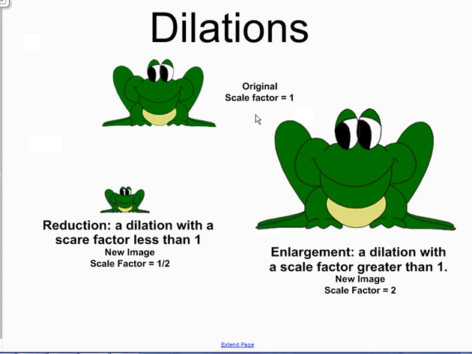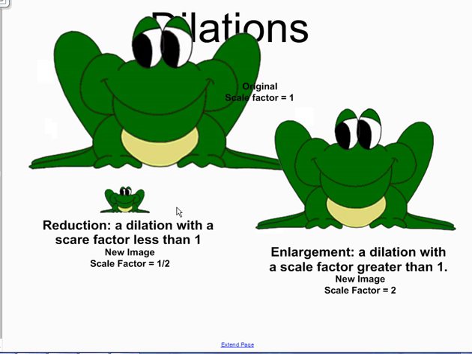And this frog has a scale factor of 1. It's the original, okay? But a reduction is a dilation with a scale factor less than 1, as demonstrated earlier by our other example. So it's smaller. Our little frog got smaller. On the other side, an enlargement is a dilation with a scale factor greater than 1. So for example, a scale factor of 2, which means that this guy right here is double the size of this guy, whereas this guy is half the size of this guy.